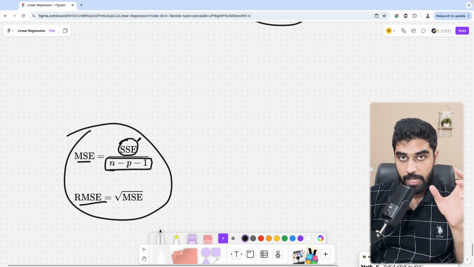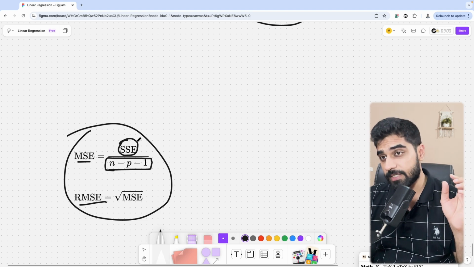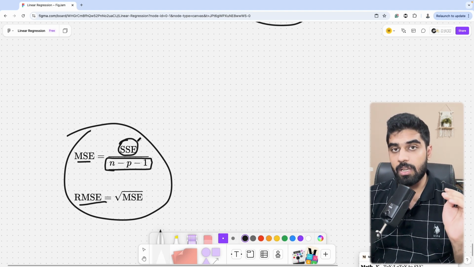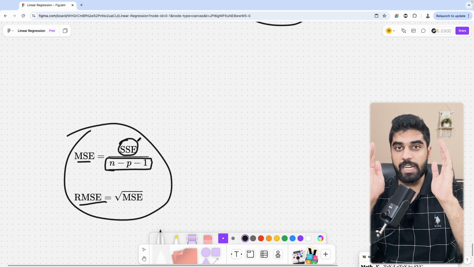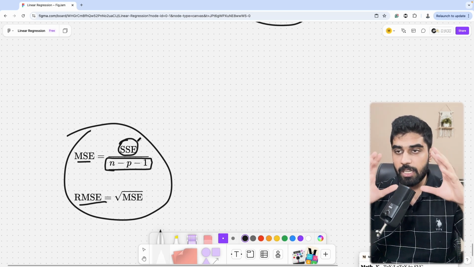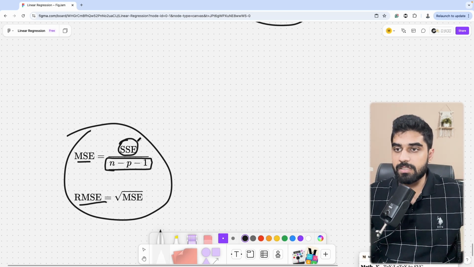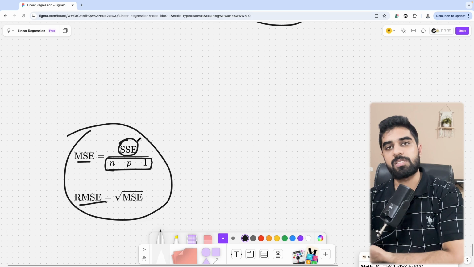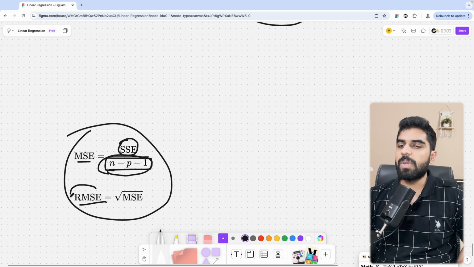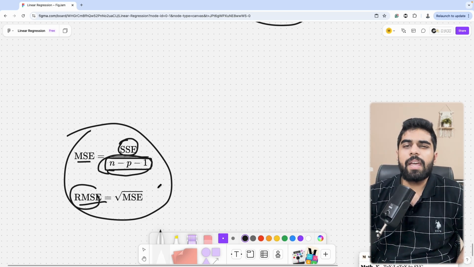So you want to take that particular component which is not explained by regression, which is the actual minus predicted, right? You take the sum of all of those squares and you divide it by n minus p minus 1 to get a mean square. Root mean square is just the square root of that. Why are we taking the square root?